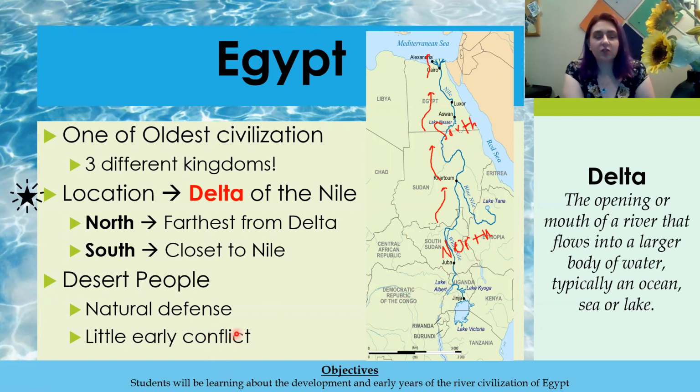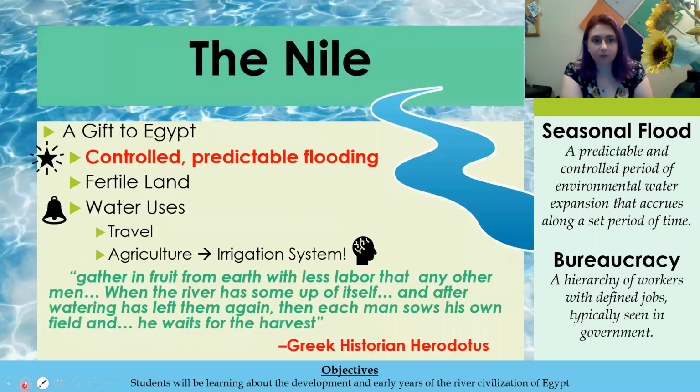So the early Egyptians were desert people. They were from these outer desert areas, and they gravitated towards that river, much like our other civilizations. The river was a great natural defense. It had all of these desert areas nearby, so it was hard for other civilizations to get in, and the people in this area had very little conflict, which allowed civilizations to flourish without a lot of fighting and war.